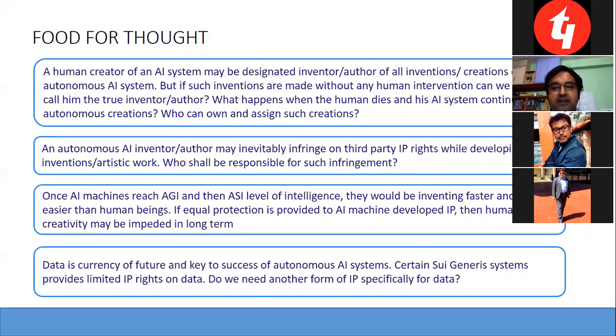Okay, and then think of the question: what happens when the human dies and his AI system continues its autonomous creation? So the human who has created the AI system, if you designate him as the inventor, tomorrow the person dies and the AI system would not stop, because it does not have any death. It's immortal, so it can keep on creating more inventions, and as it keeps on learning and becomes more intelligent, it could create more complex and valuable inventions. So who would be the owner of such things? Who can own and assign such creations?